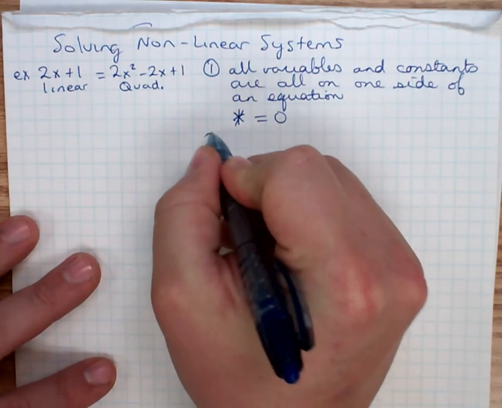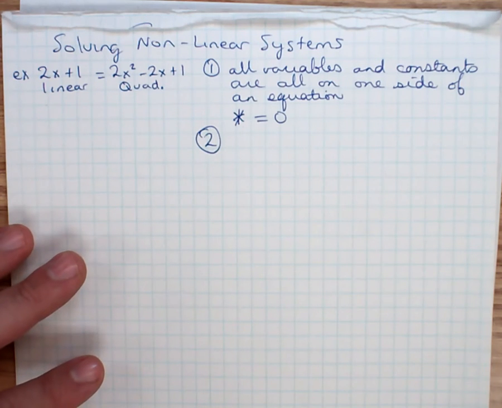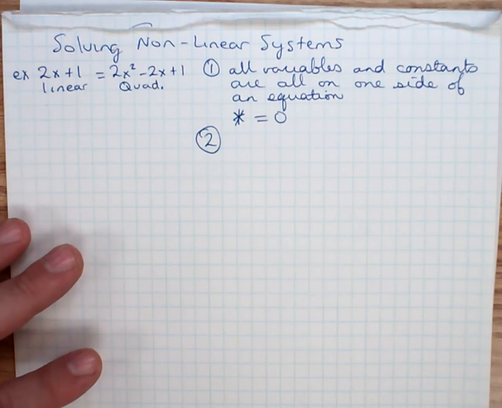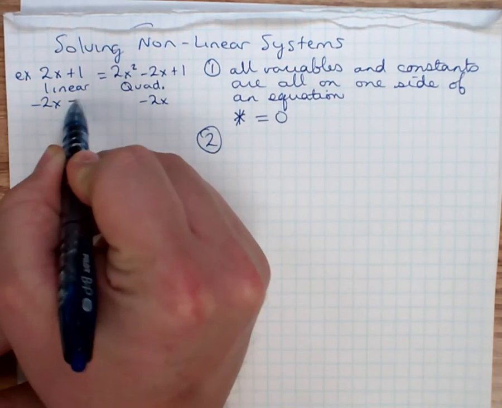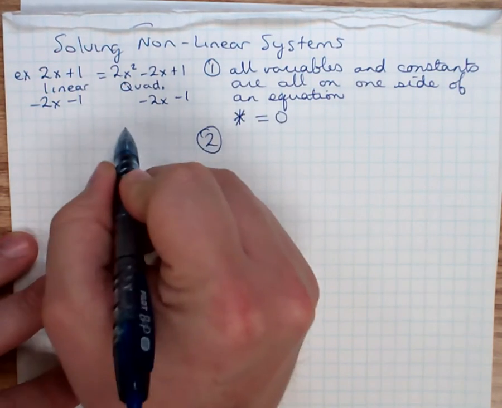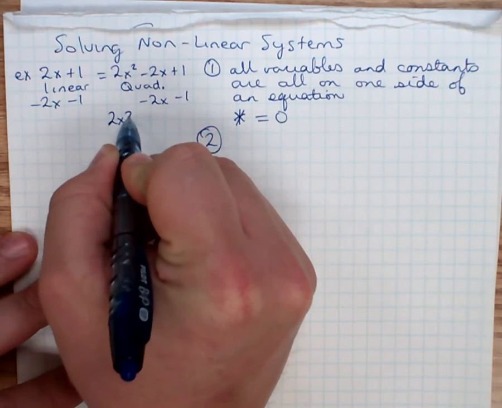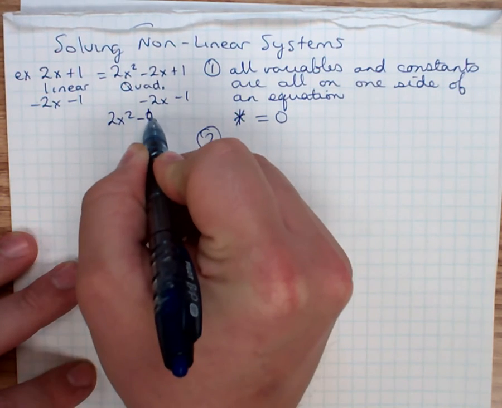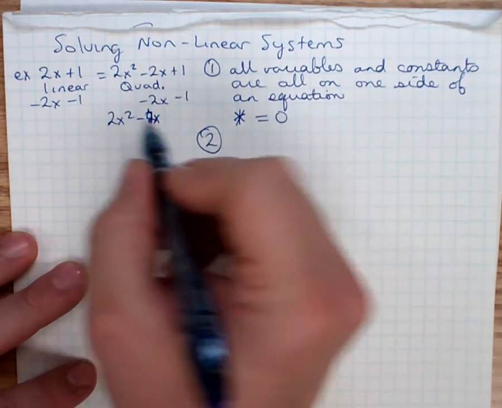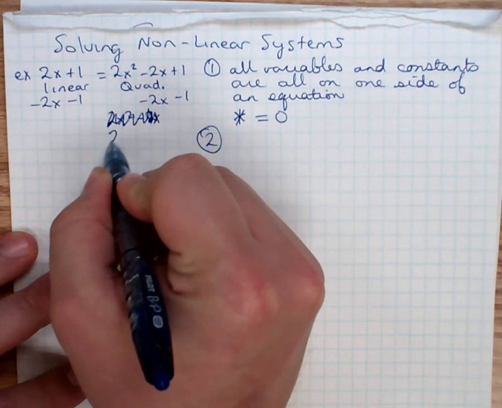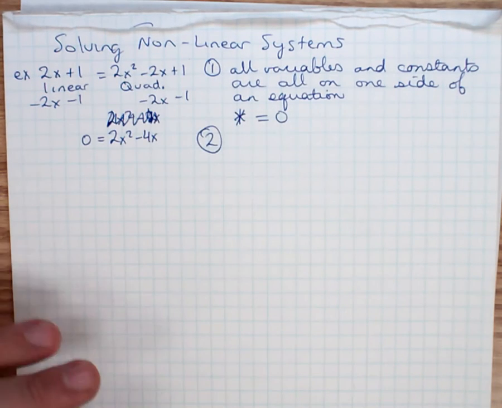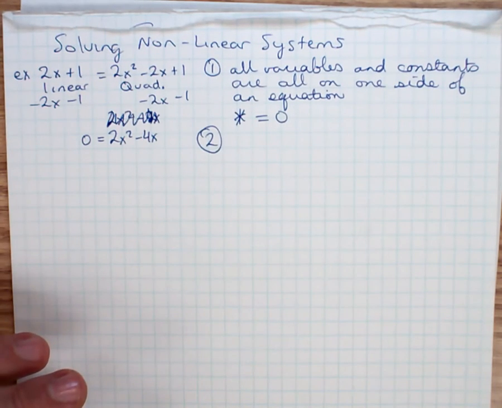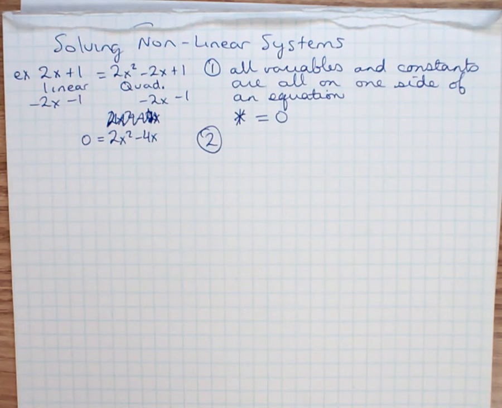Very closest. Second thing I have to do. So for instance, on this one, I'd have to subtract 2x and subtract 1. So I'd have 2x squared minus 4x equals 0. What are the tools we have to solving quadratics?